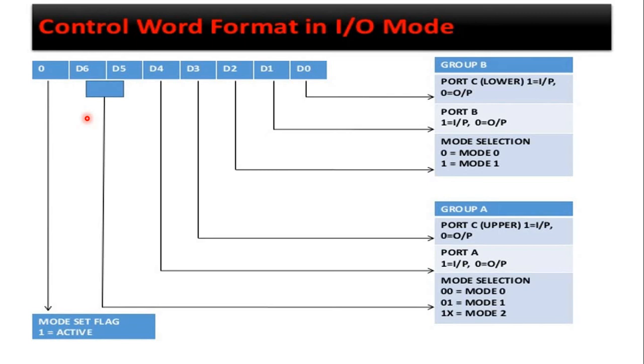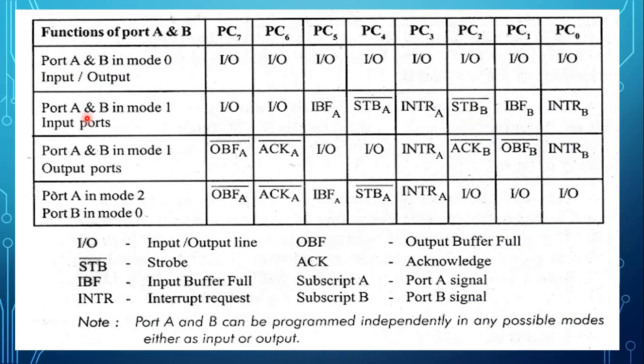Then the second step: form the control word according to the desired port and write the word in the control register. So this is step number 2. The third one is to write I/O instructions to communicate with the peripherals through these ports. So these are the 3 steps needed to communicate with the peripheral to 8255. Already I told you, port A and port B in mode 0, that is basic I/O mode. Port C can also be used as either an input port or an output port.